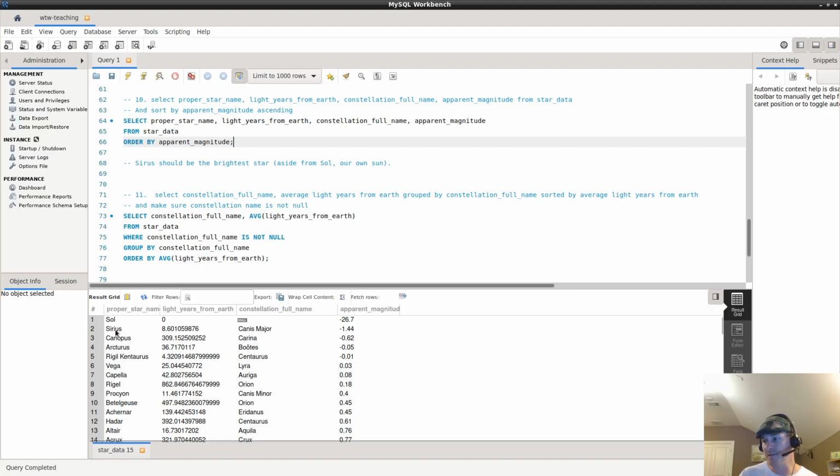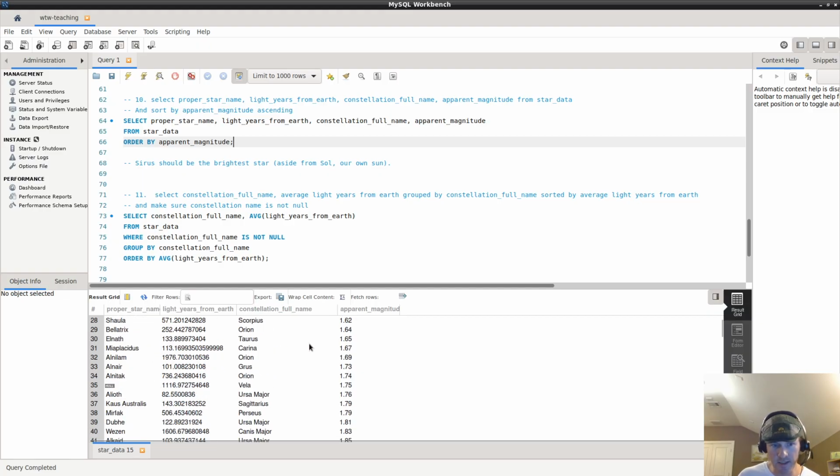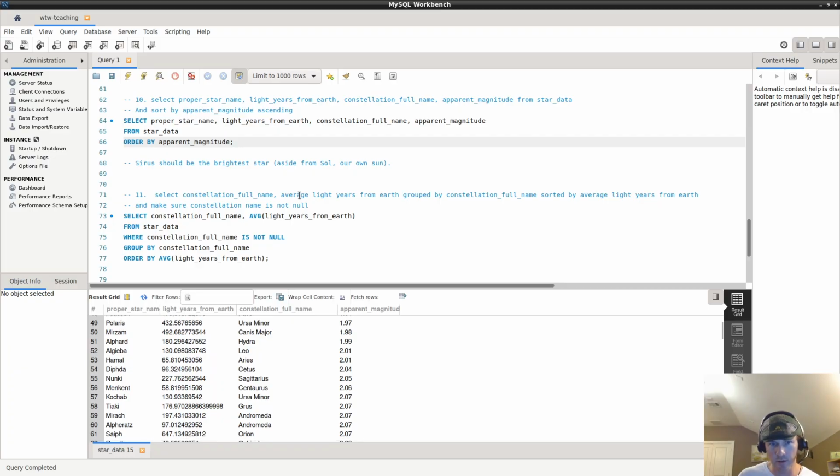Then we have Sirius, and Sirius is the brightest star in the night sky. Okay, again, we're ignoring our own star, which is the sun. So Sirius is the brightest star in the night sky, and then we have Canopus, Arcturus, and so on, Vega. So it's very interesting, and if you're into astronomy, you can learn a lot from this database.